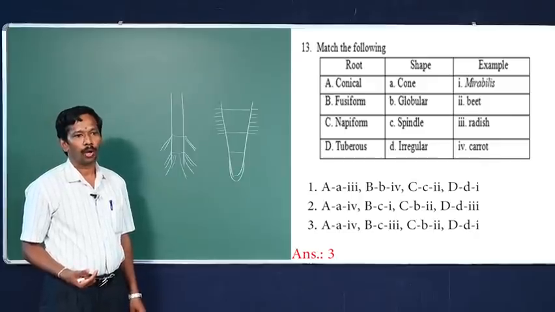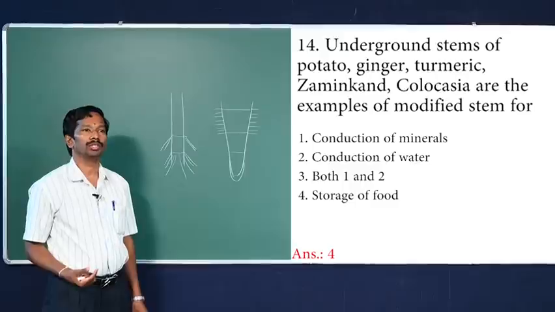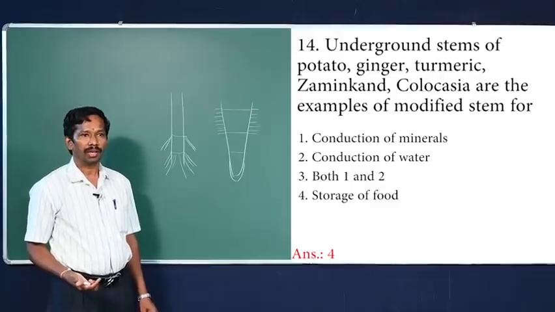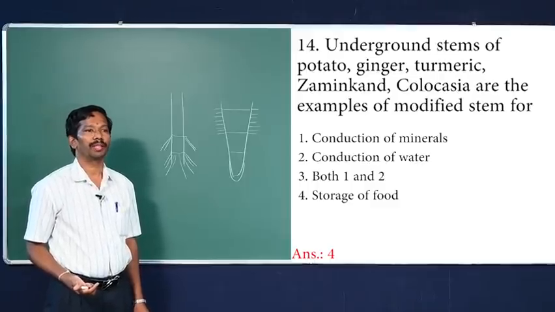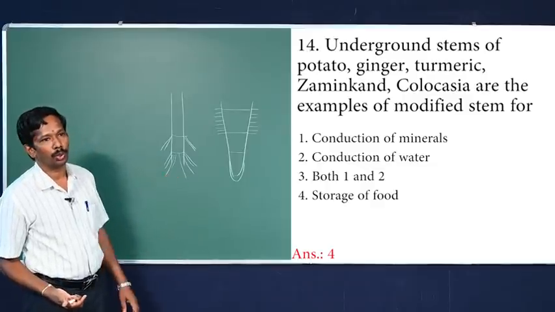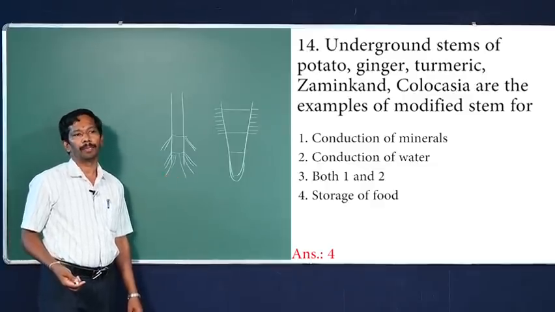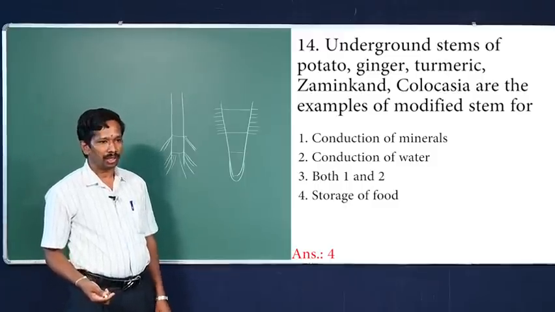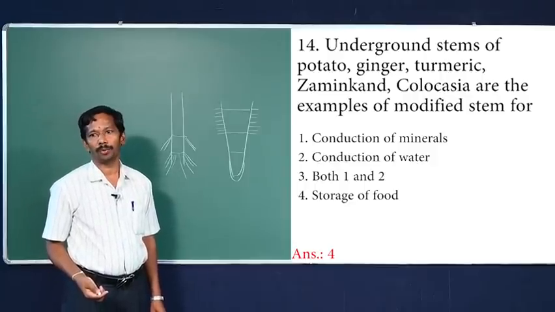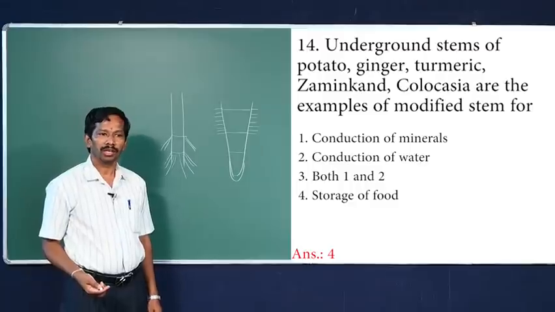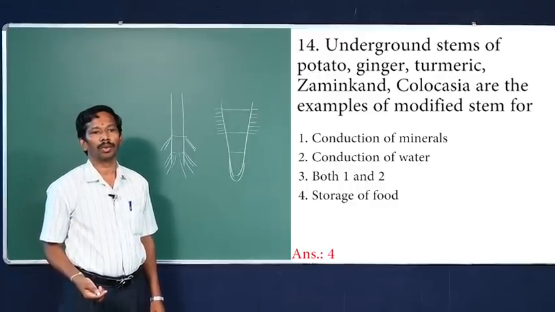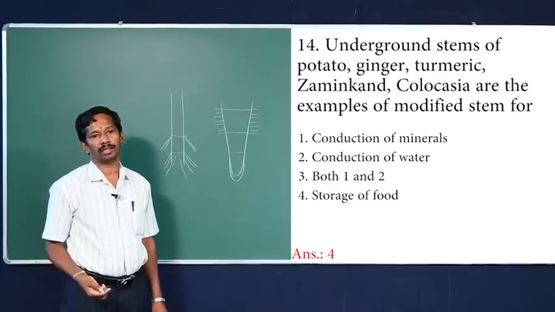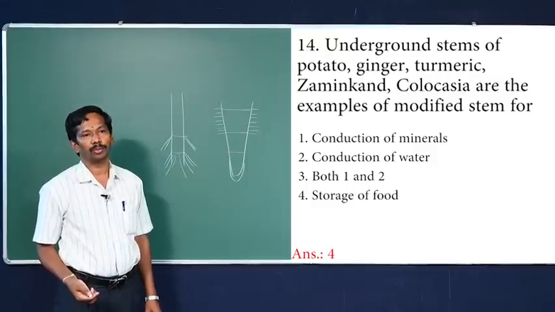Answer is option 3. Underground stems of potato, ginger, turmeric, Zaminkand, Colocasia are examples of modified stem, and they are meant for: conduction of minerals, conduction of water, third one both 1 and 2, and fourth option storage of food material. Answer is 4, that is they help in storage of food material. They store organic food material in different forms. When necessary, they are also responsible for perenniation, that is overcoming unfavorable situations, and they are also responsible for propagation. So you can connect this part to the first chapter of second PUC also.